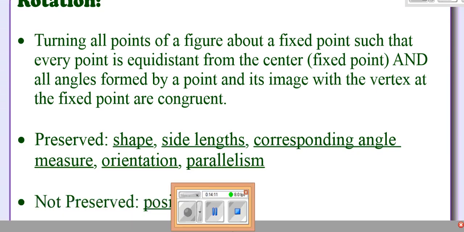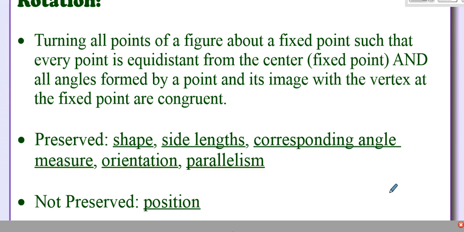So when you do a rotation, shape, side lengths, angles, angle measures, orientation and parallelism all stays the same. None of that changes. But position is going to change because you rotated it, you moved it. So the pre-image and image are going to be congruent. So they're going to have all the same size and shape, but it's going to be moved.